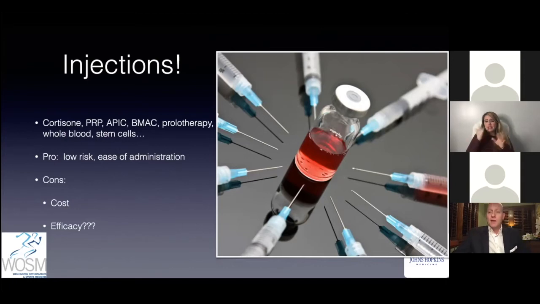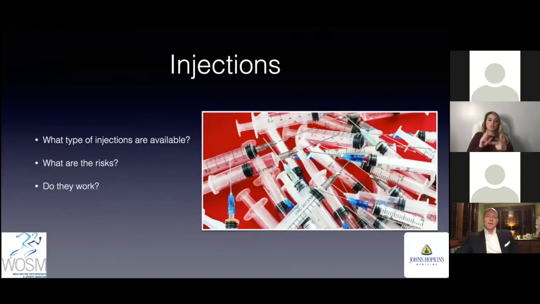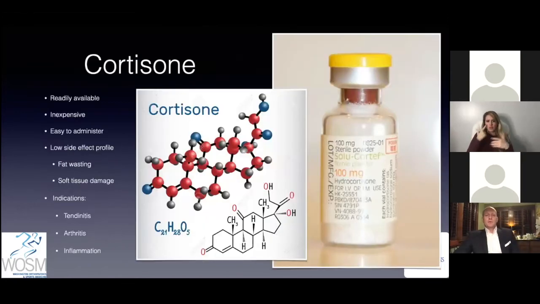So we really have to understand, do these work, and are these the ideal treatment, or can they be the ideal treatment for all of our orthopedic conditions? So just to recap there, we're going to go over what type of injections are available. We're going to talk about what the risks are for certain types of injections. And then we'll discuss, do they work? And are these really the ideal treatment? Because there's a lot of excitement around these for good reason. But let's first start with cortisone.